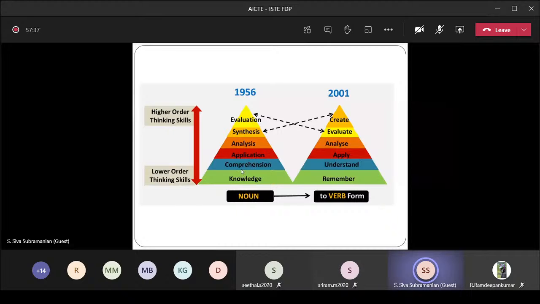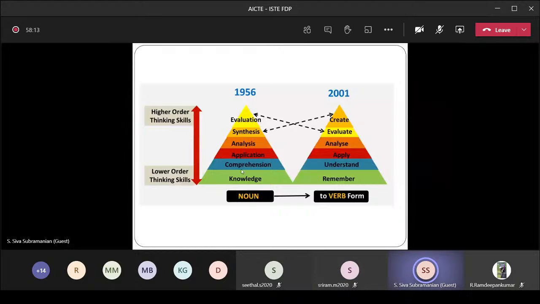So when you get into a class, you teach them something. They get the knowledge. They are able to remember it. At the next level, they are able to write that in their own words, which gets into the comprehension level. When they can express it in their own words and solve a few analytical problems, that comes into the application area. So these three form the lower order thinking skills.